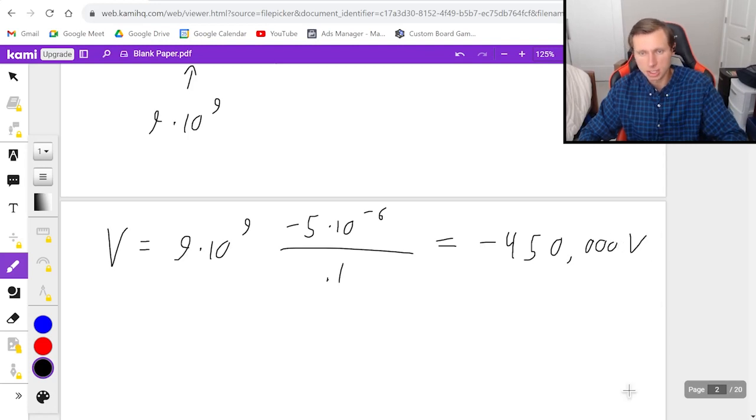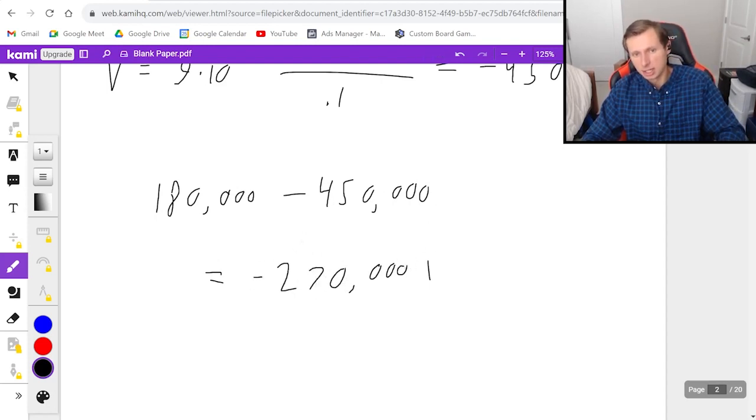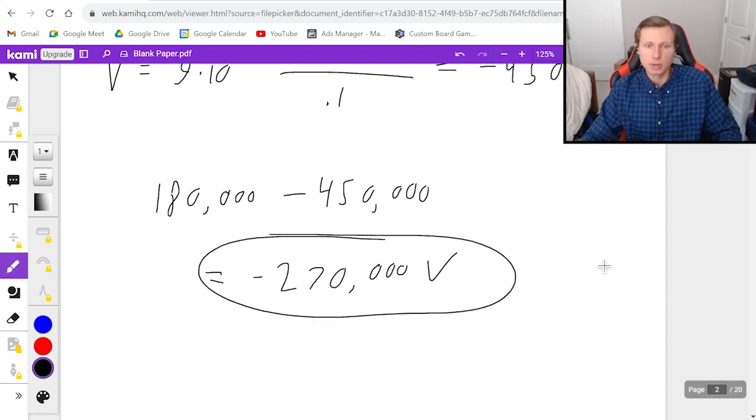One thing you'll also notice as we're getting these answers, I'm not going to write x hat or y hat or anything like that, because as it turns out, electric potential is a scalar, not a vector, which means that I don't care about x hat and y hat. We don't have to worry about those components, which is nice. And so then I just have to add my two answers together, 180,000 minus 450,000, and this will give me a final answer of negative 270,000, and that's volts. And there's our answer for the first one.